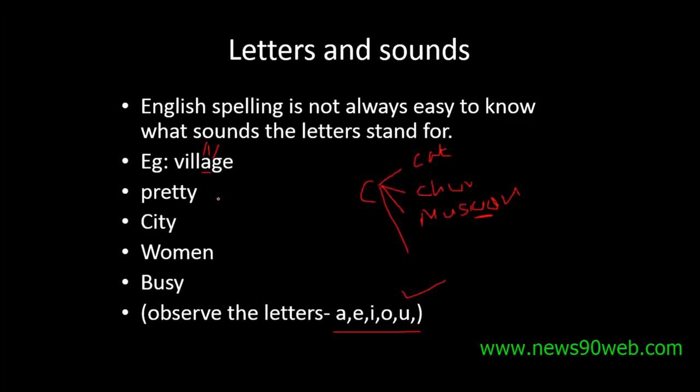Pretty. What is the letter here? E. What vowel is there? E. So letter A is pronounced as E. Letter E is pronounced as E. City. Letter I is pronounced as E. Women. Letter O is pronounced as E. Busy. Letter U is pronounced as E.